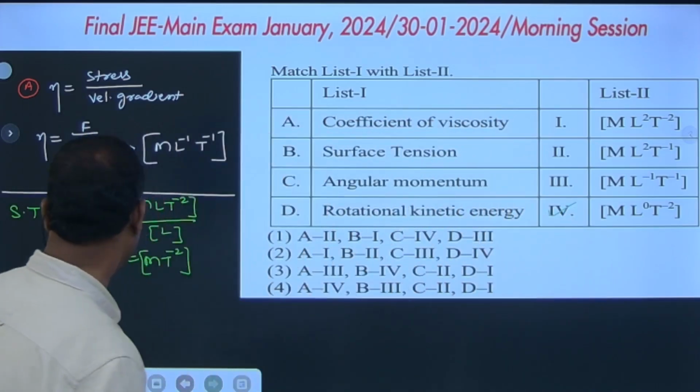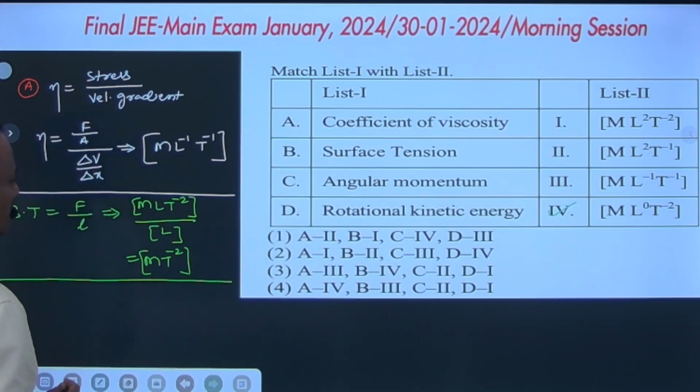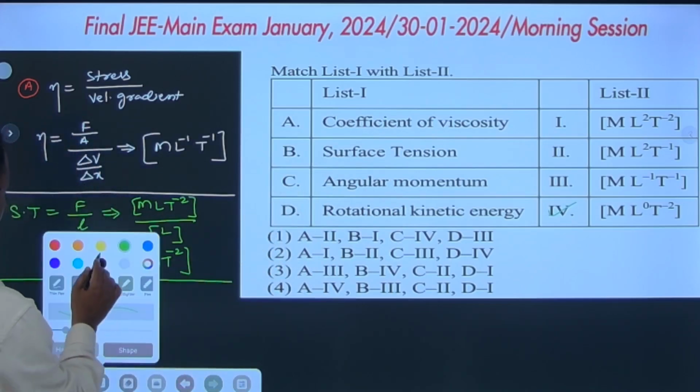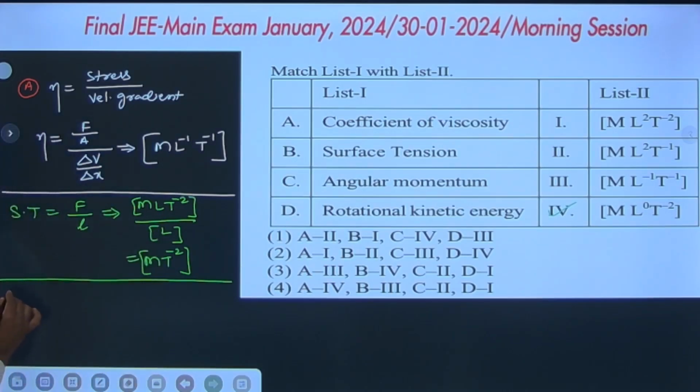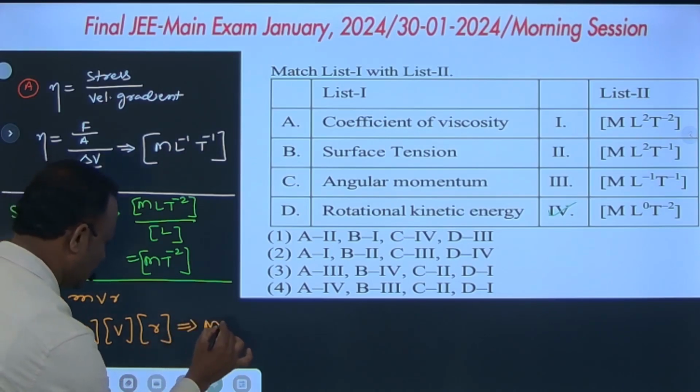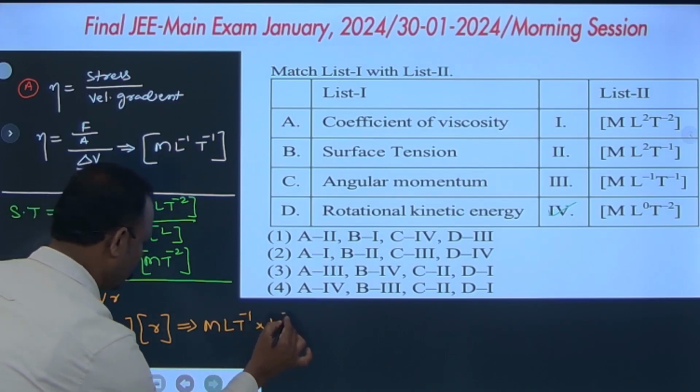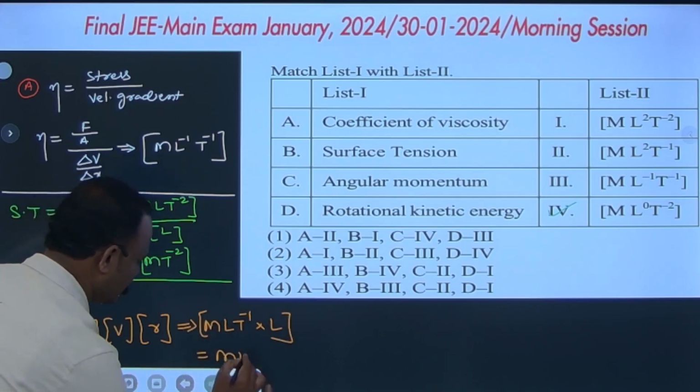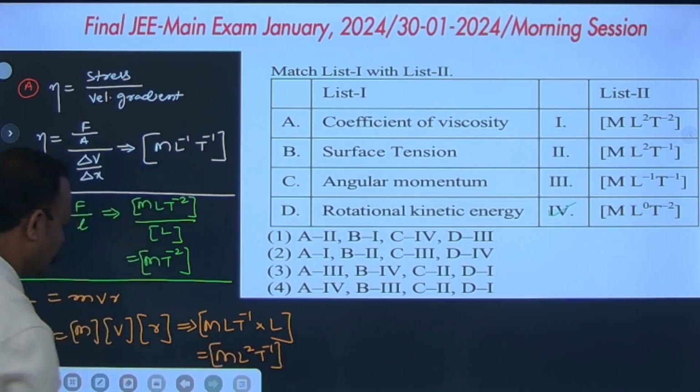Next one is about angular momentum. Angular momentum L is equal to mvr. So the dimensional formula of this is equal to the dimensional formula of mass, of velocity, and of distance, perpendicular distance. Here M as it is, L T inverse, next one into L, would become M L square T minus 1. So this is for the angular momentum.